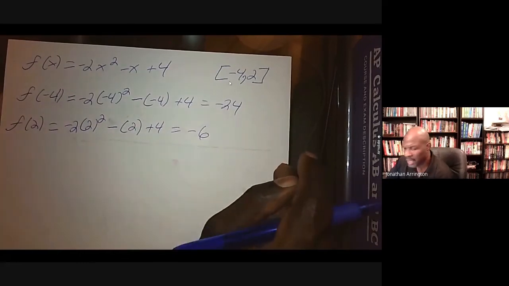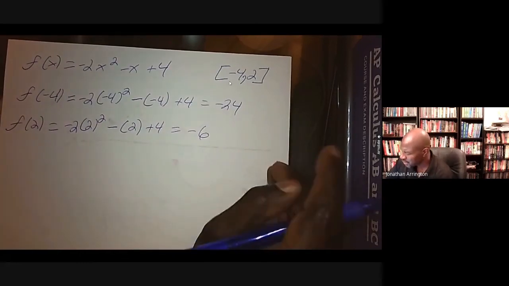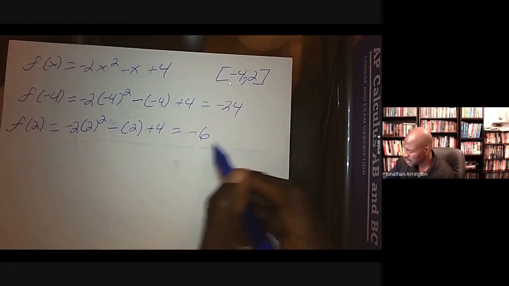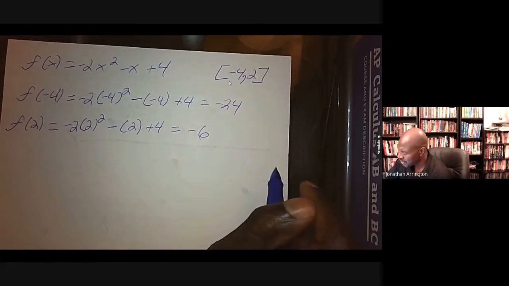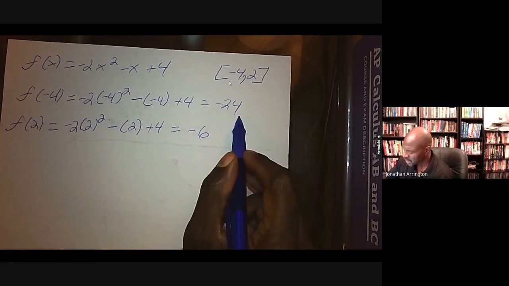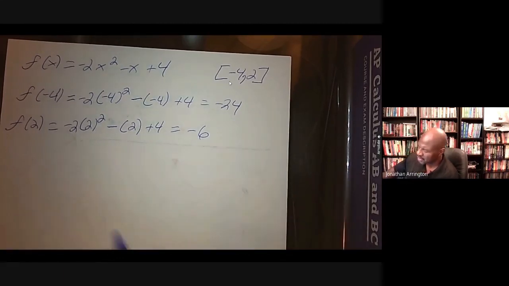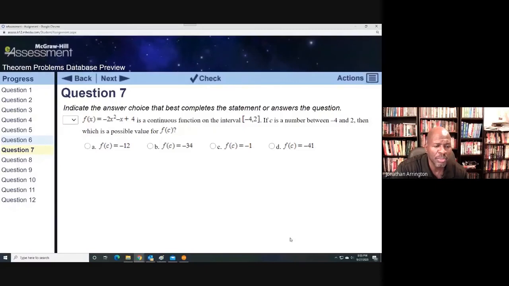So I'm looking for an answer choice which is between -24 and -6. Now let's take a look. Let's see what's between -24 and -6. That would be this guy.